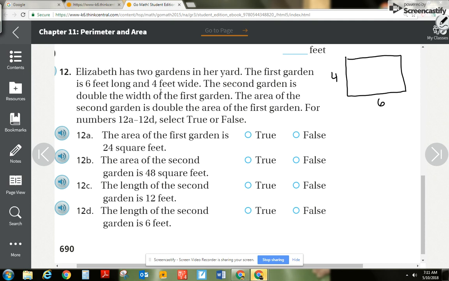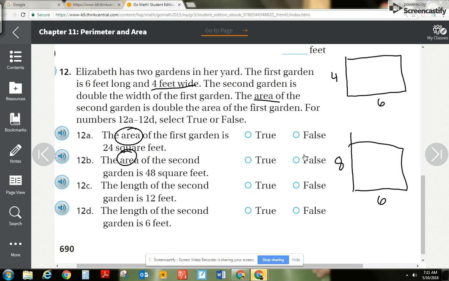Well, the first one was the width was 4 feet, so double that, and that's 8. And I can assume that the length is still 6. The area of the second garden is double the area of the first garden. All right, so I got to find that. It's talking about the area in this problem. Area, area, area, and then length of the garden.